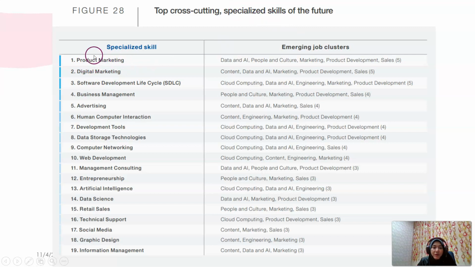For example, if you want to have product marketing, a specialized skill, the emerging job cluster will be related to data and AI, artificial intelligence, people and culture, marketing, product development, sales. So this is your area, I think. Digital marketing, for example. And then of course you can also have business management. But you need to have people and culture, marketing, product development, sales related jobs. So these are the skills that you need to have, right?